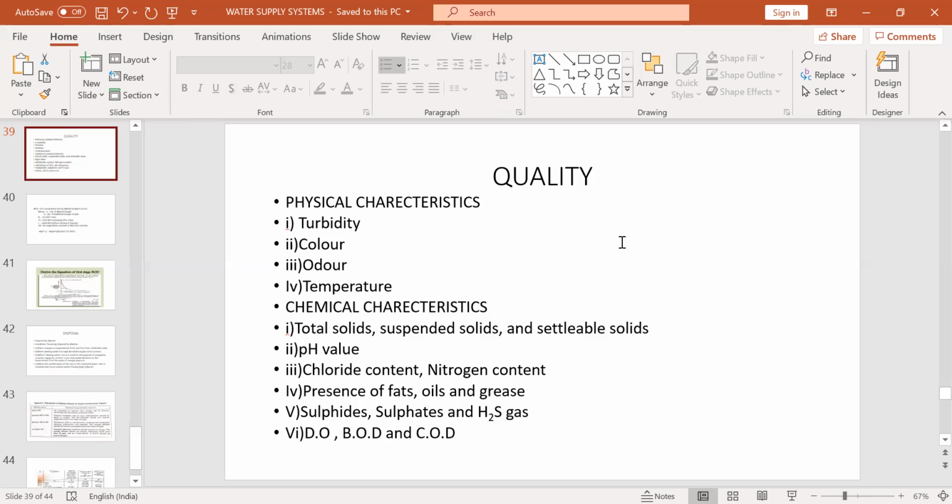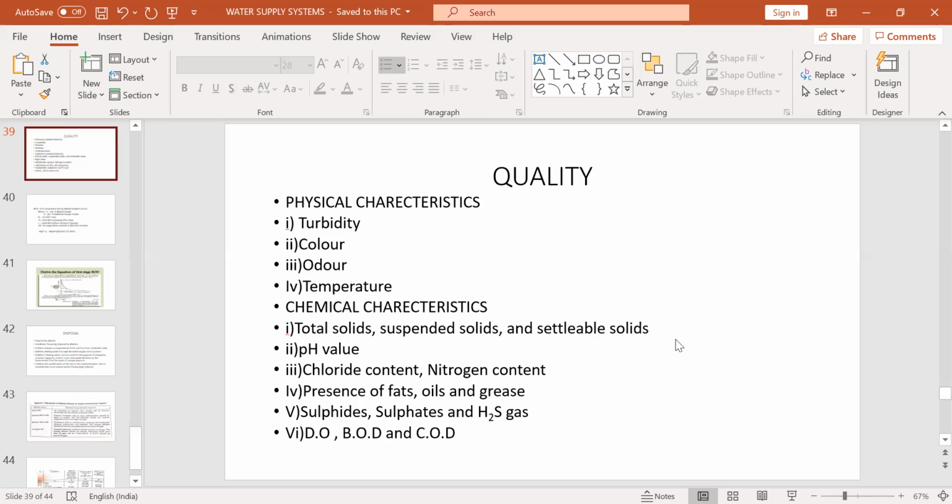Now, chemical characteristics. Sewage contains total solids, suspended solids, and settleable solids. Suspended solids are those solids which are in suspension. Settleable solids are those that, after suspension, settle down in the beaker. Combined, these are the total solids. So you have to measure the total solids, suspended solids, and settleable solids.